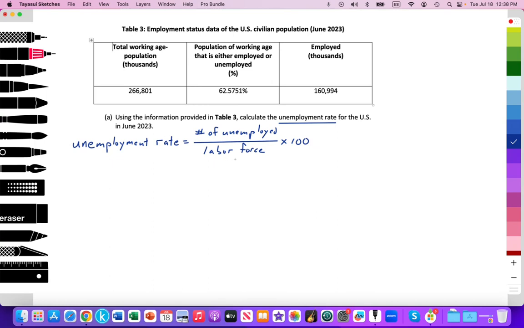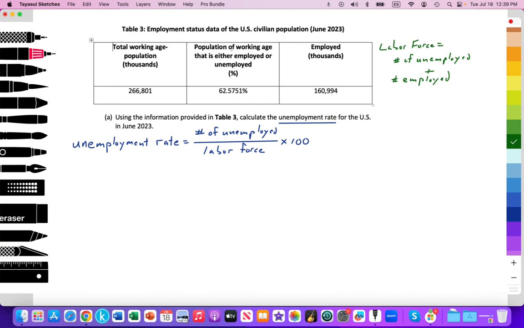Now, a couple other things. What is the labor force? Let's keep in mind that the labor force is going to be equal to the number of unemployed plus the number of people that are employed. So the sum of the number of people in the population that are employed plus those that are actively seeking a job but haven't found a job, the unemployed, that combination will give us the labor force.